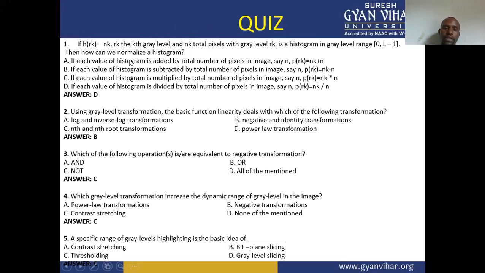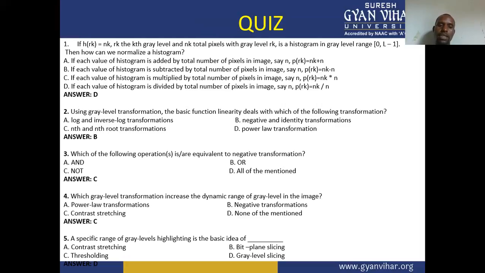So having said that, let us look at these questions. The first question is, if h of rk is equal to nk, where rk is the kth gray level and nk is the total pixels with gray level rk, so rk is a histogram in a gray level range 0 to L minus 1, how can we normalize a histogram? So we are looking at histogram normalization.